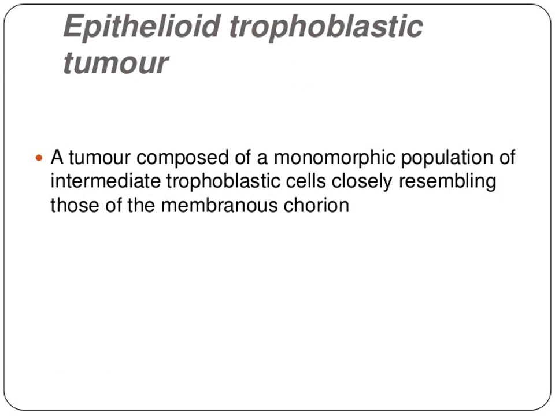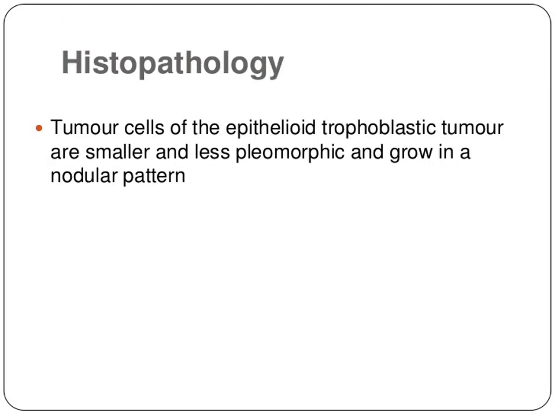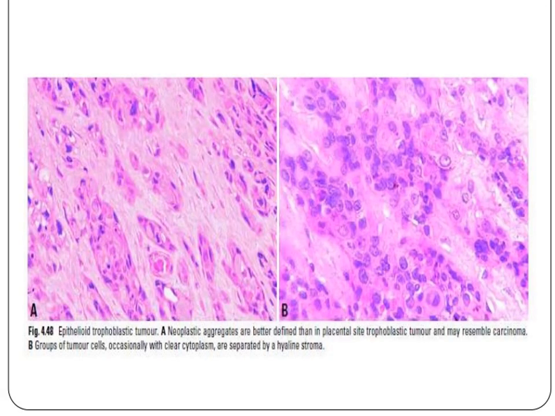Epithelioid trophoblastic tumor is a tumor that is again composed of a monomorphic population of intermediate trophoblastic cells that resembles those of chorionic-type intermediate trophoblasts. Tumor cells of the epithelioid trophoblastic tumor are smaller and less pleomorphic, and they grow in a nodular pattern. This is the histology picture.